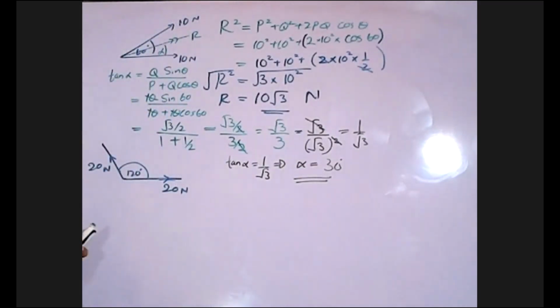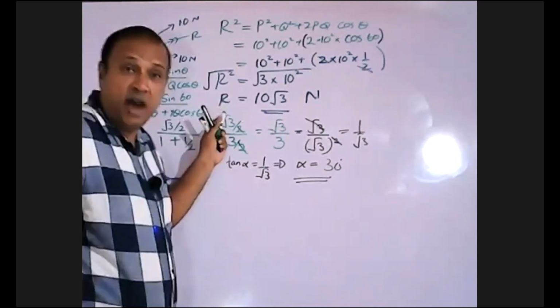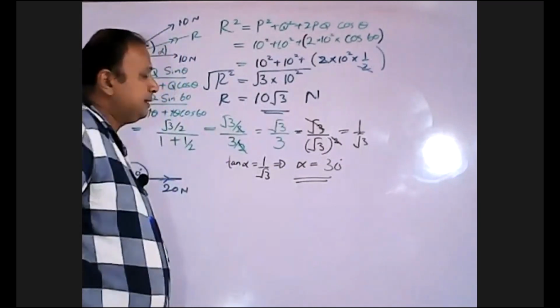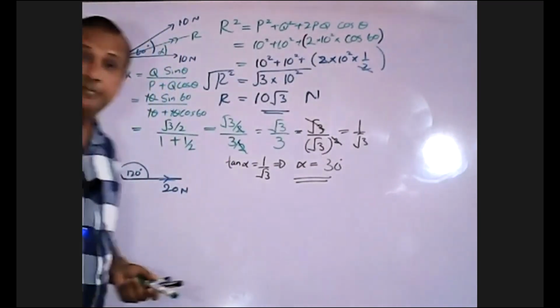Therefore, the magnitude of R is 10 times root 3. The angle is 30 degrees.